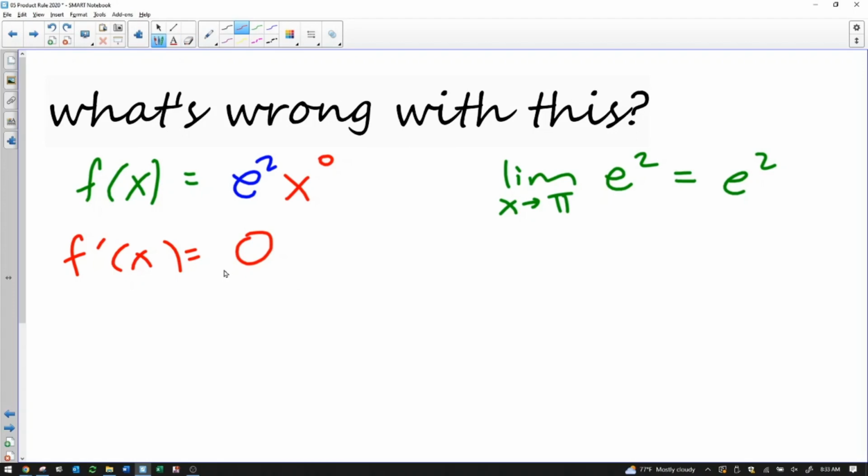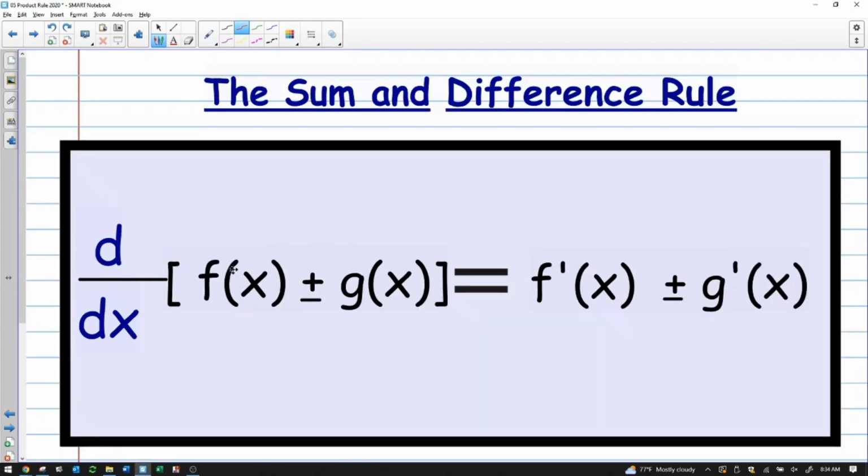Do you see why it's not 2e to the first power? A lot of students will do that. But this is a constant, and the derivative of any constant is always going to be 0. All right, so that's the power rule.